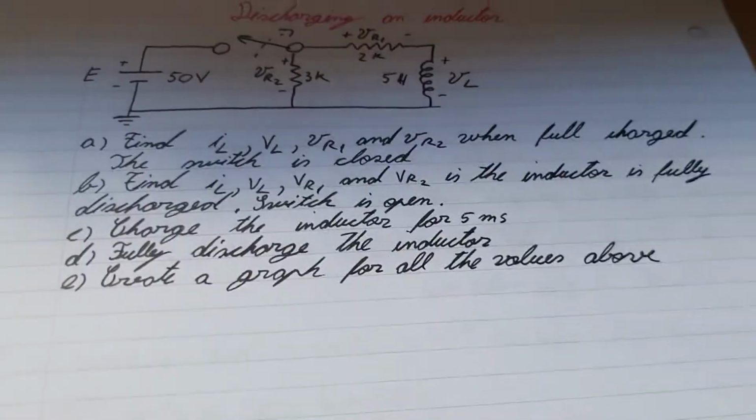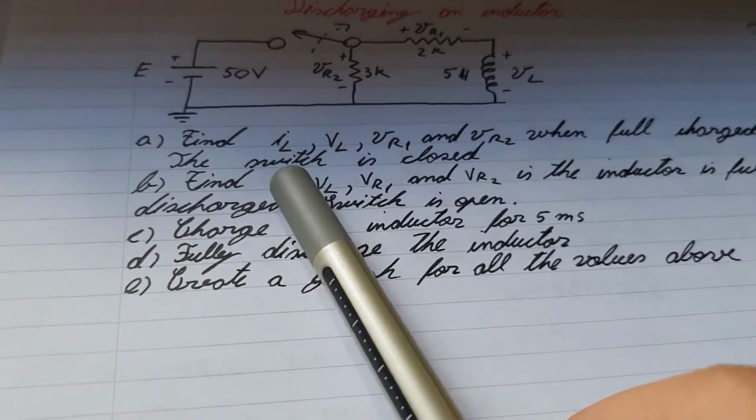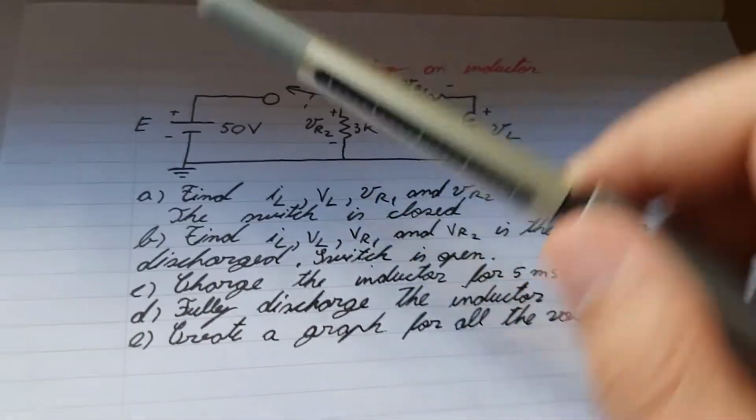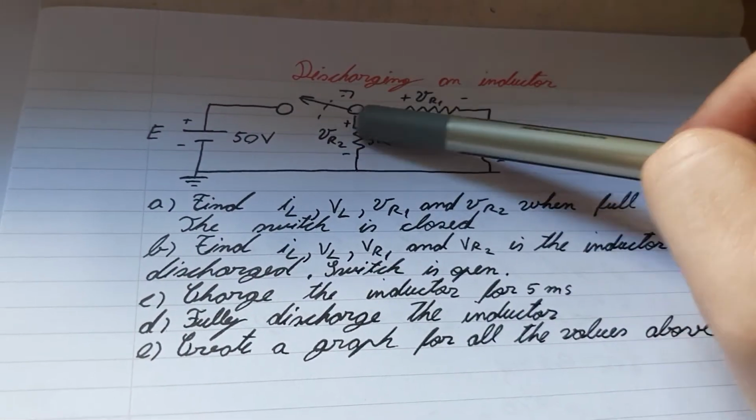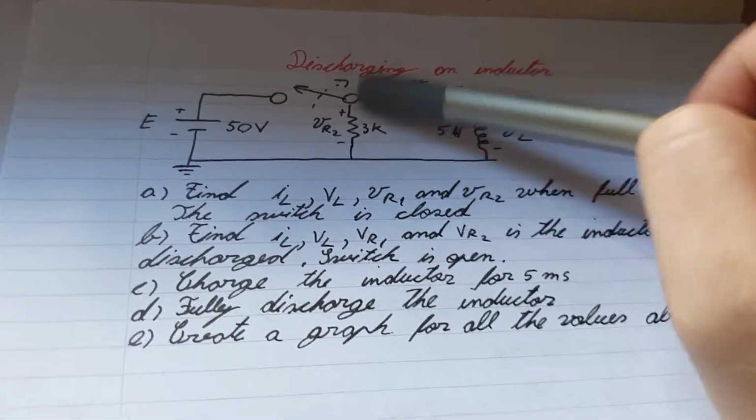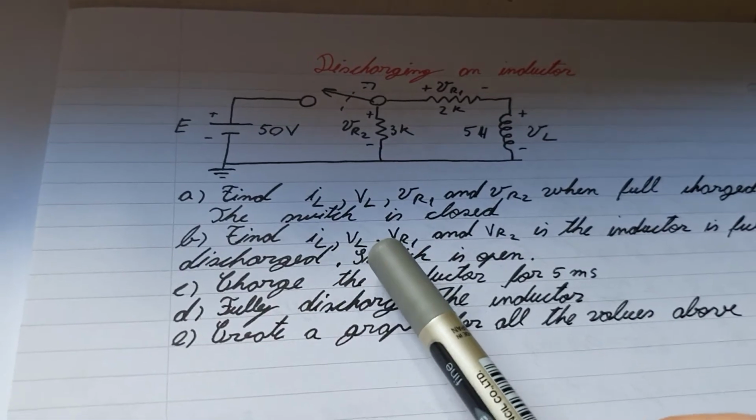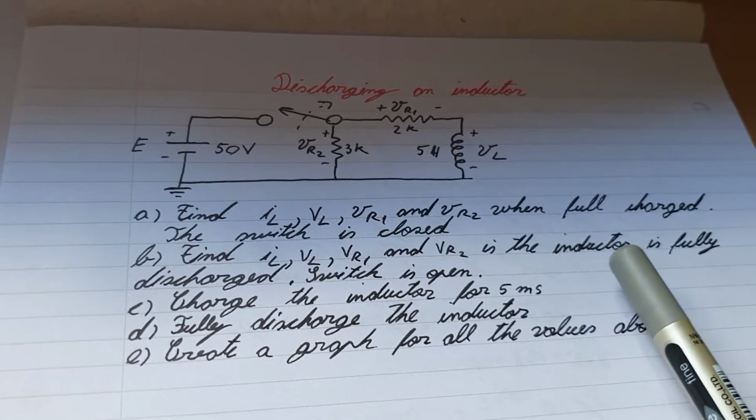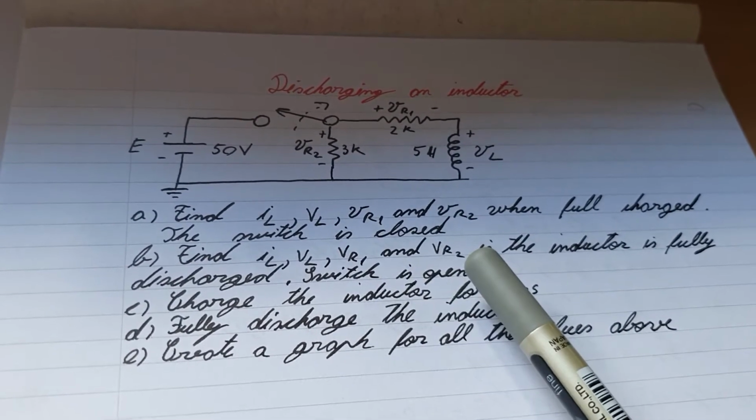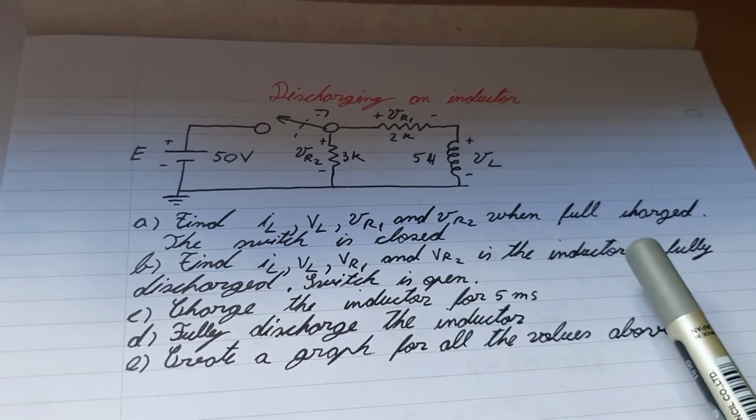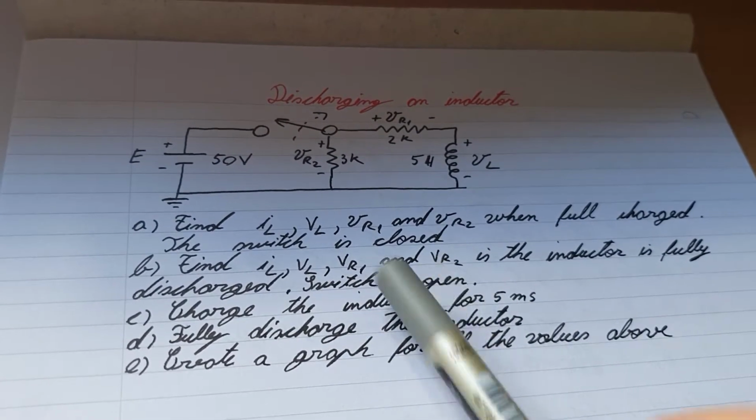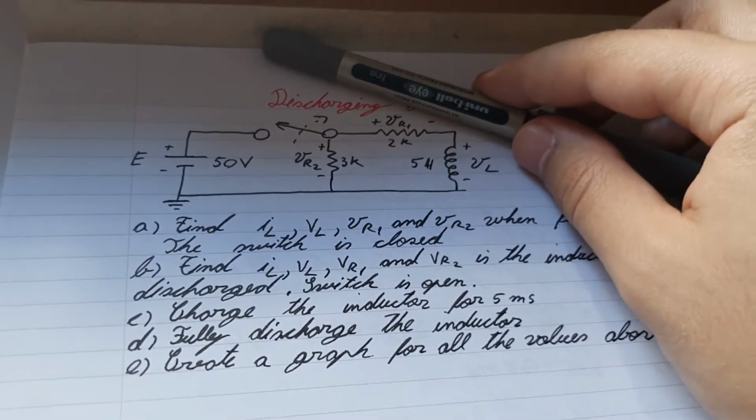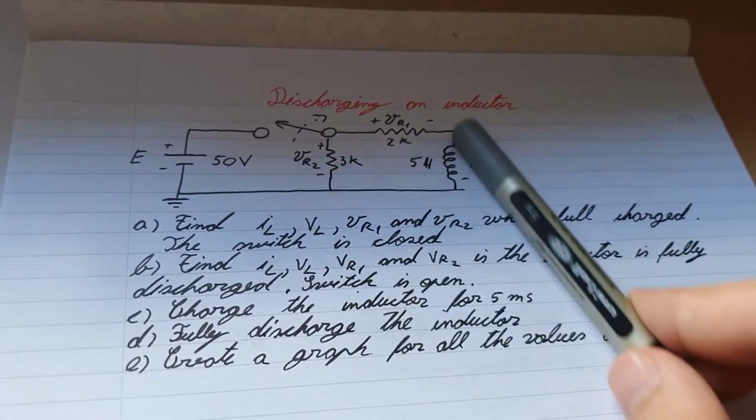First, let's read what it's requiring for us. So A, find IL, VL, VR1 and VR2 when fully charged and when the switch is closed. So we close the switch and we're going to calculate all these values when they are fully charged. Now B will say find IL, VL, VR1 and VR2 when the inductor is fully discharged and the switch is open. So after we close the switch, calculate the values in here. We'll open the switch, we'll discharge them, and we'll calculate their values when they are fully discharged.